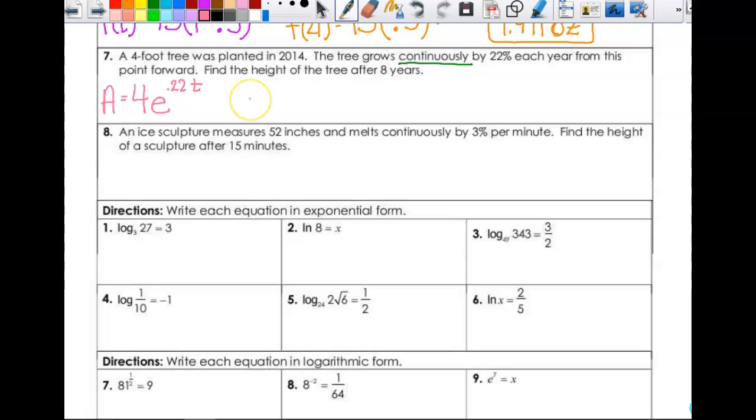So that means that I then get A equals 4 times e to the 0.22 times what? 8. Right? And then you just type that in the calculator exactly like it looks. The e button, y'all find that already? It's over on the far right under the natural log button.